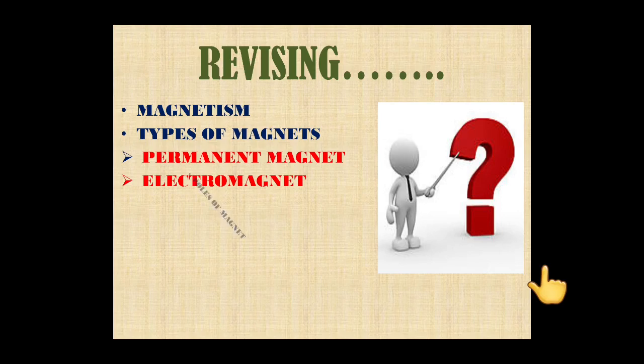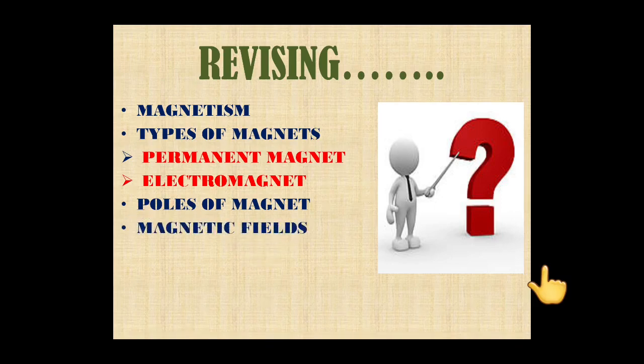You know that there are two poles of a magnet, North Pole and South Pole. Unlike poles will attract and like poles will repel. Next topic was magnetic fields. It is the space around a magnet where magnetic materials experience a force. You saw how to plot the magnetic field using a compass.